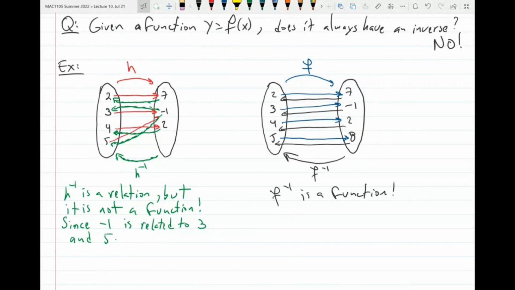Here we have a function that doesn't have an inverse as a function. Now we're talking about function, not relation anymore. Here is an example of a function that doesn't have an inverse function, and here is an example of a function that does have an inverse function. So let's try to find what extra property or condition F is satisfying that H is not doing. Or the other way around. What's happening in H that's not happening in F?